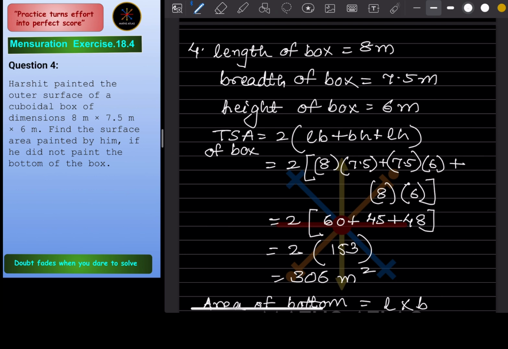Harshit painted the outer surface of a cuboidal box. The dimensions are given as 8 meter into 7.5 meter into 6 meter. You have to find the surface area painted if he did not paint the bottom of the box. So here, these are the dimensions given.